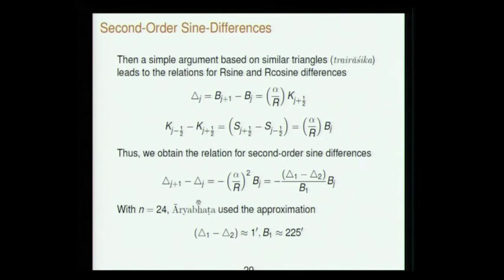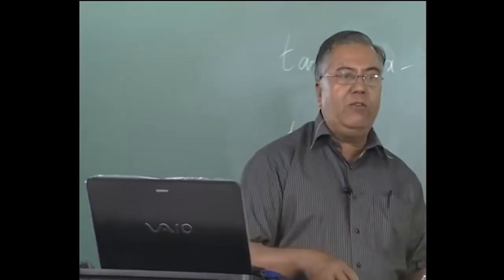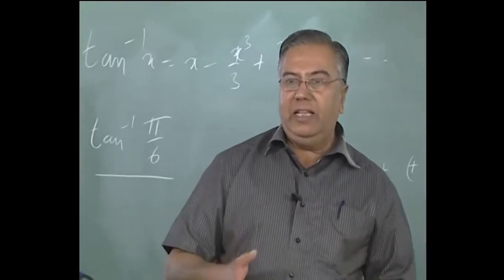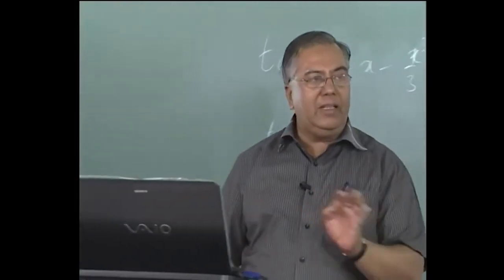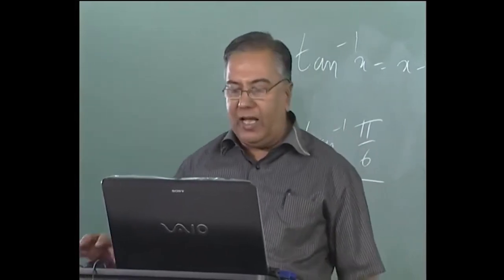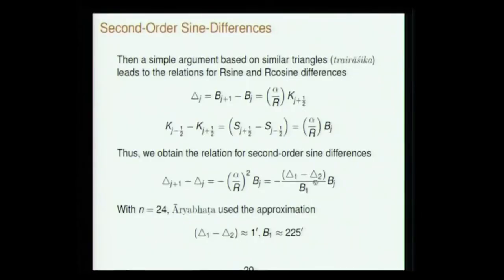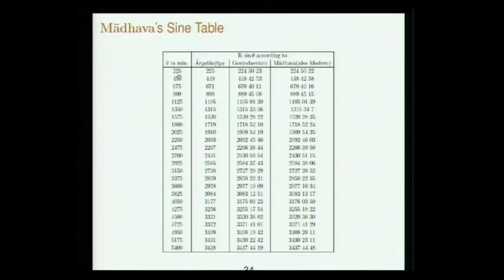That is about all. Now, what Aryabhatta did was to use this equation with the following two approximations. Delta 1 minus delta 2 is 1 minute, and B1 is 225 minutes. B1 is the first arc bit, which was of length 225. The corresponding sine was equated to the arc in the first approximation, sine theta being taken nearly equal to theta for a small theta. So, with that, Aryabhatta obtained a sine table.